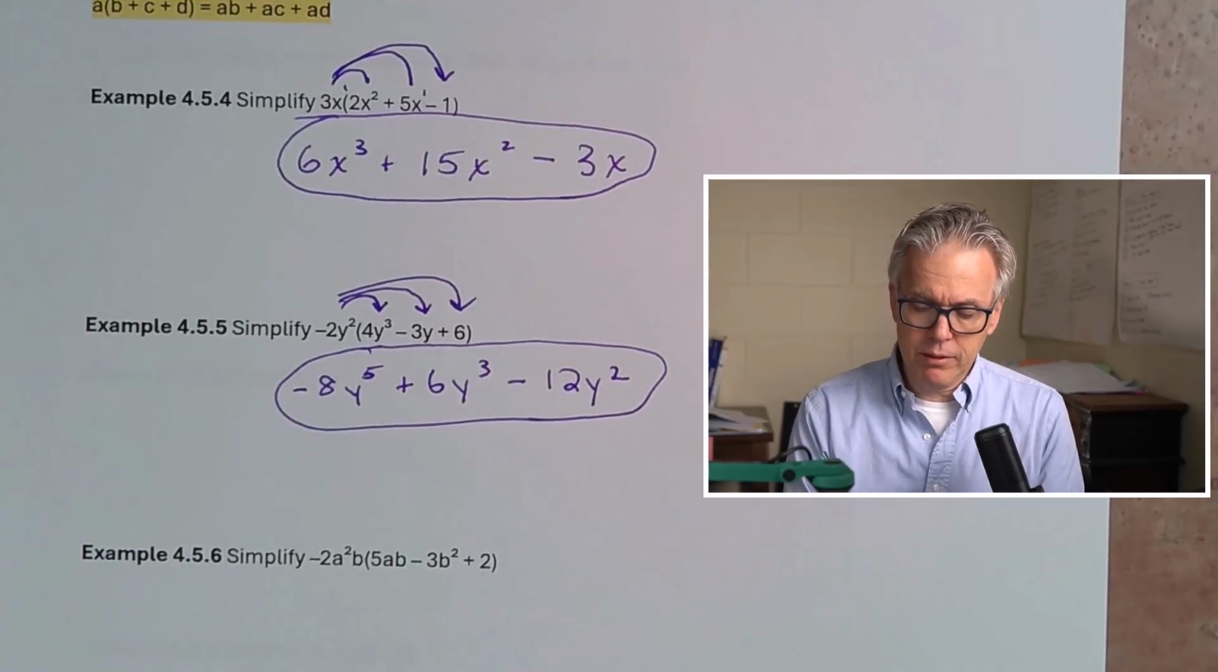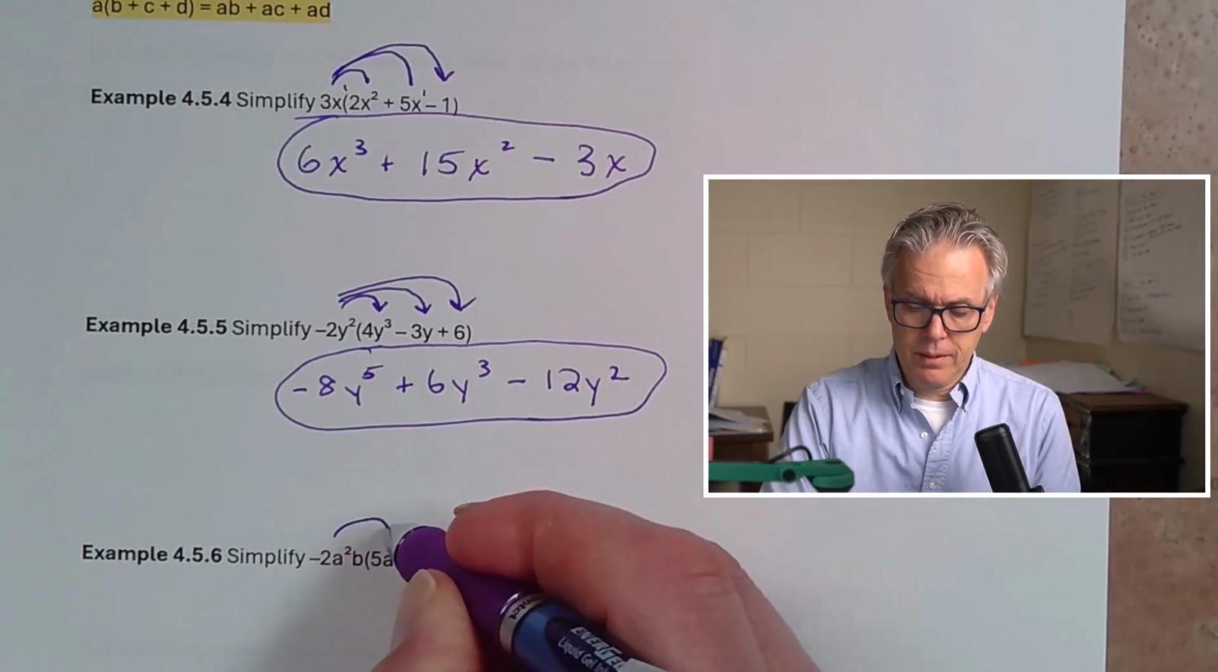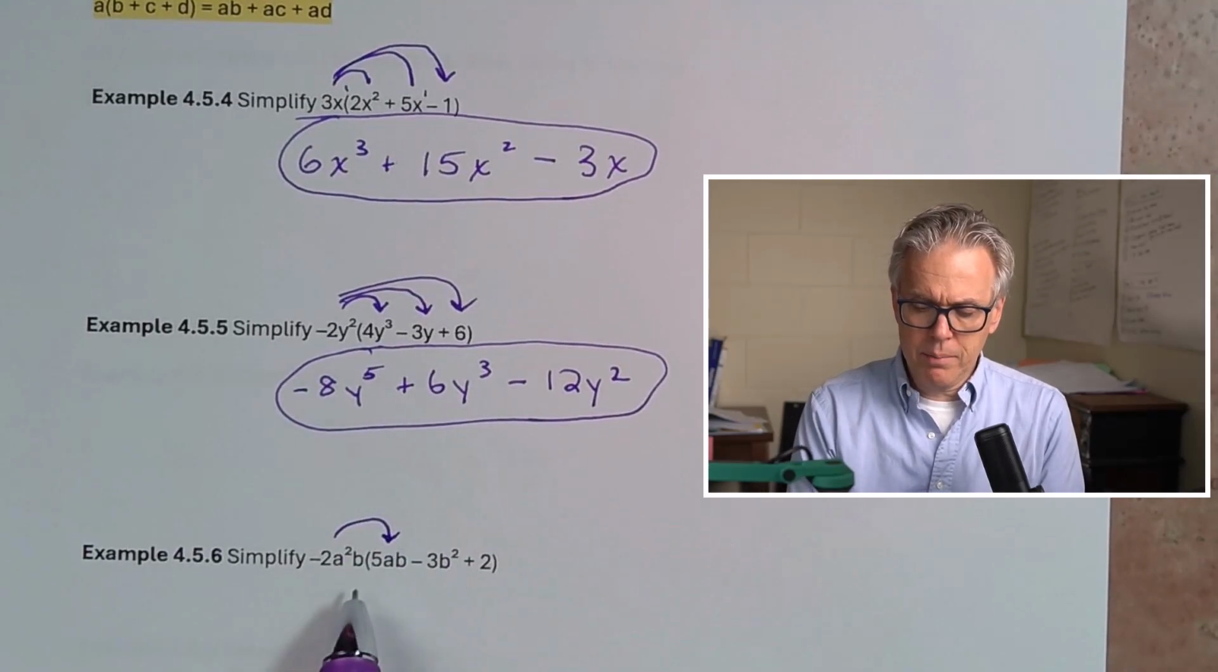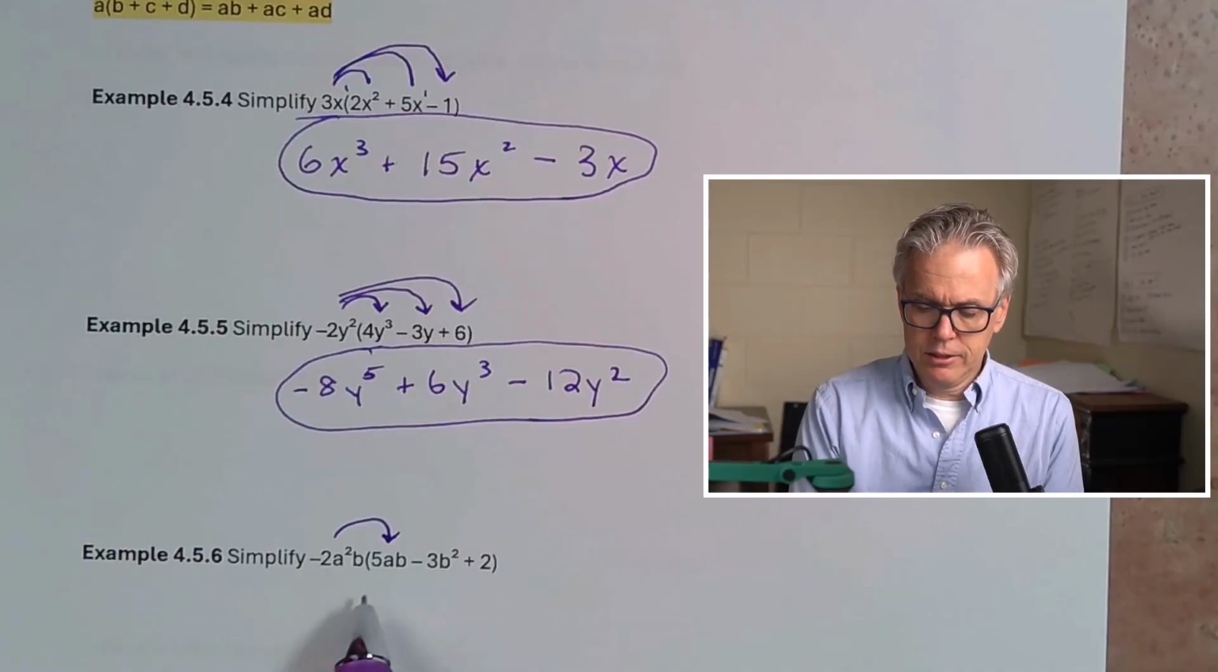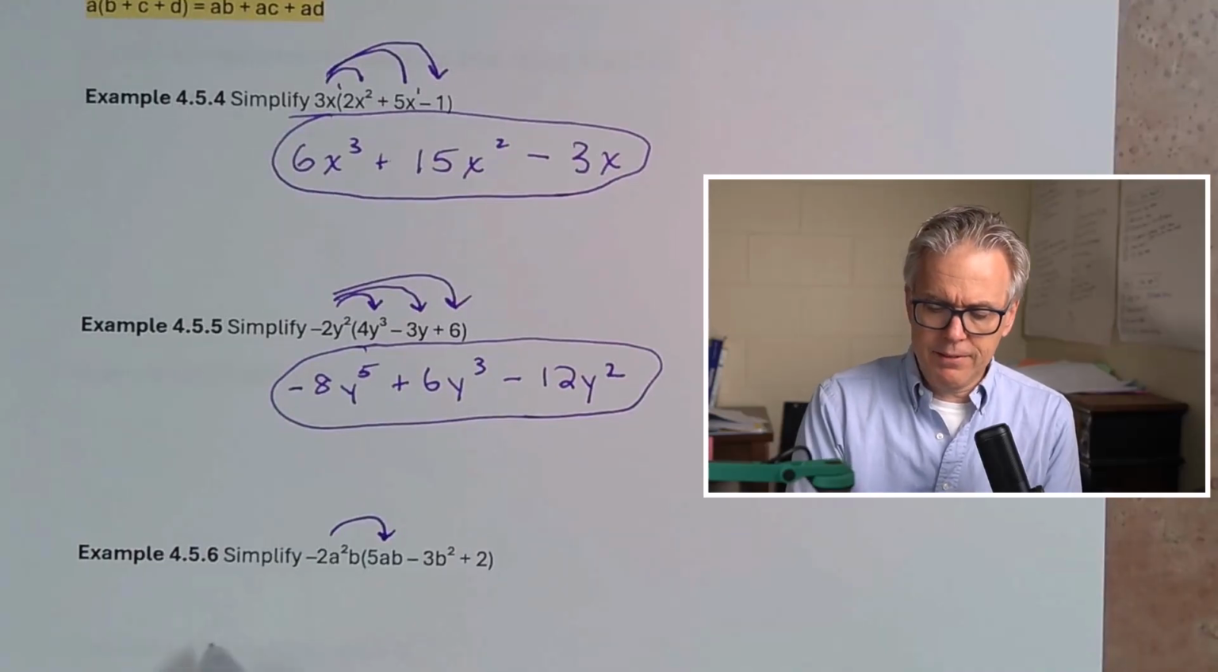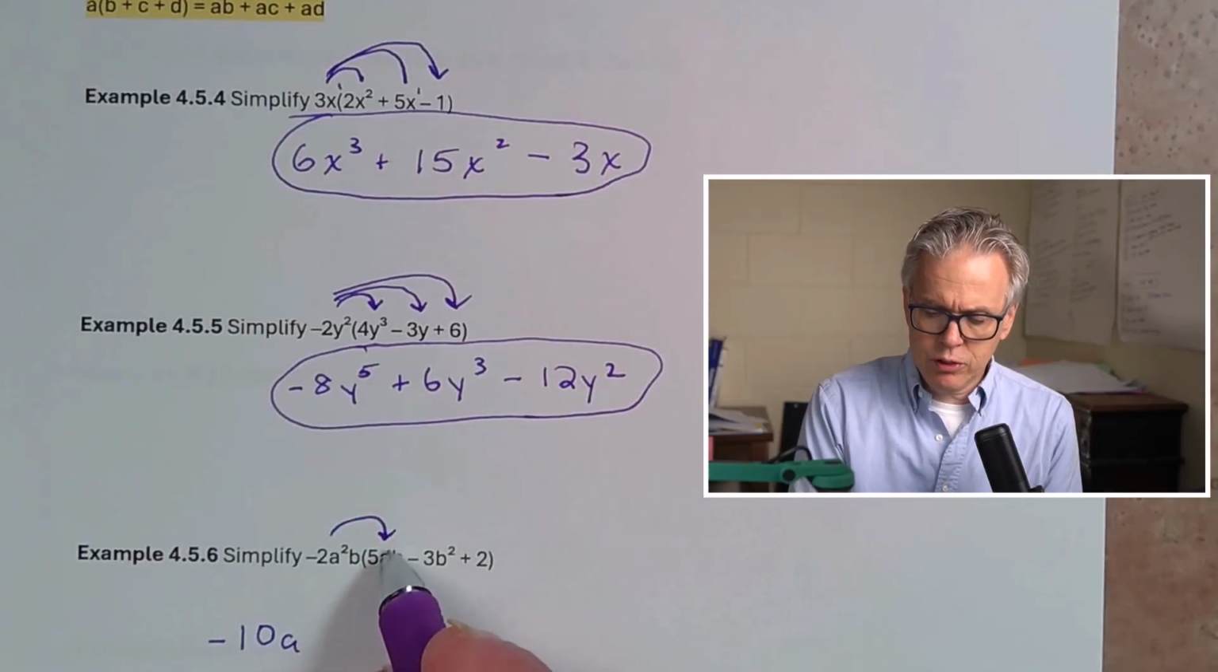Okay, next one. Now we have a multivariable polynomial. So negative 2a squared b times 5ab. So just be careful here. We have negative 2 times 5 is going to be a negative 10. Let's see, a squared times a to the 1 is a cubed. And then we have a b to the 1 times b to the 1 is b squared.